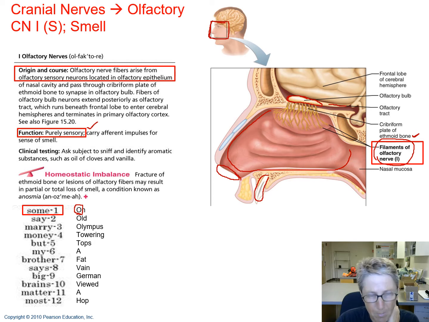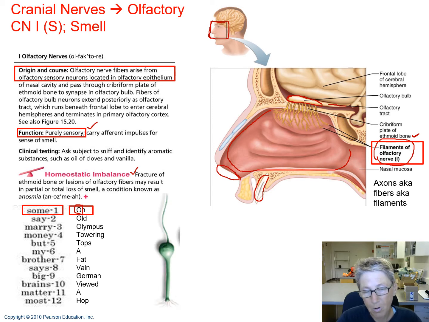And then sometimes we'll have these homeostatic imbalance stats, fracture of the ethmoid bone, or if you get a lesion in your olfactory nerve fibers, you could have total loss of smell. That makes sense.